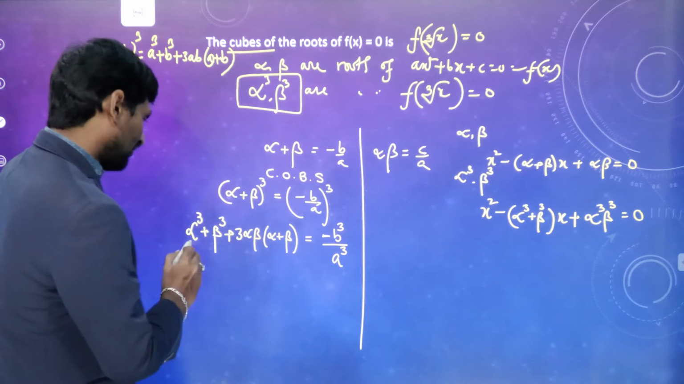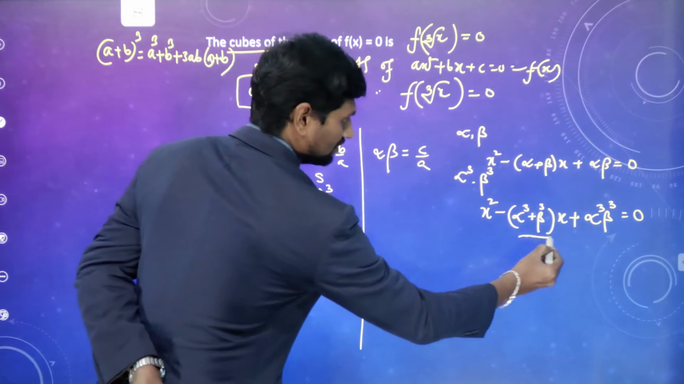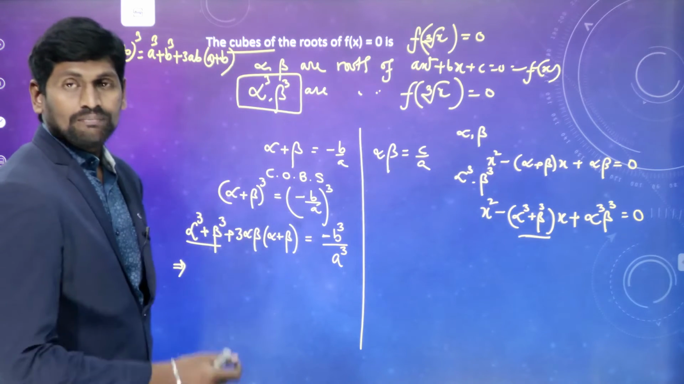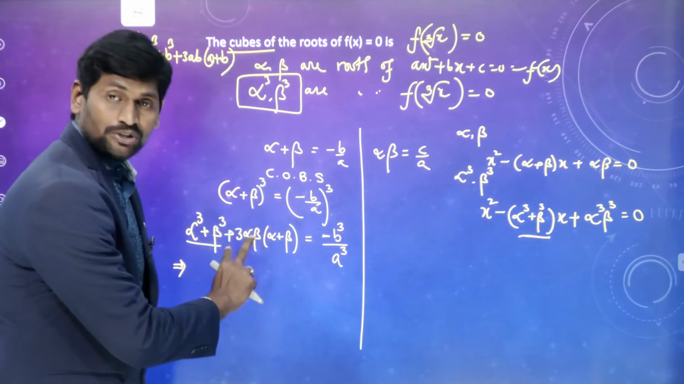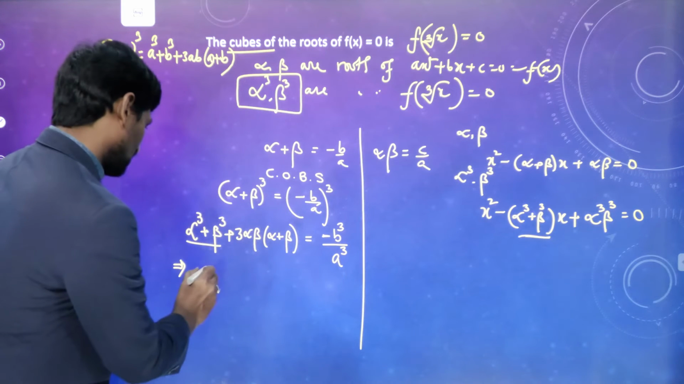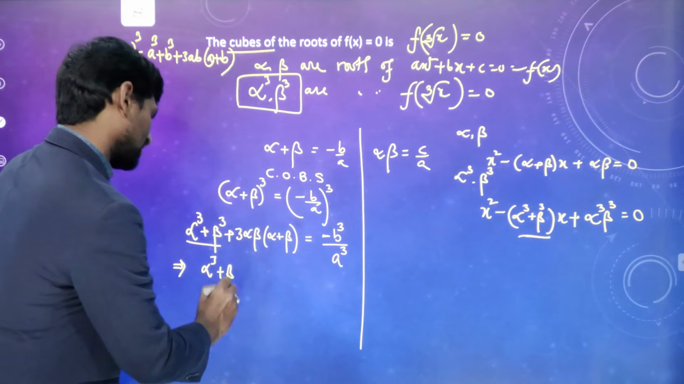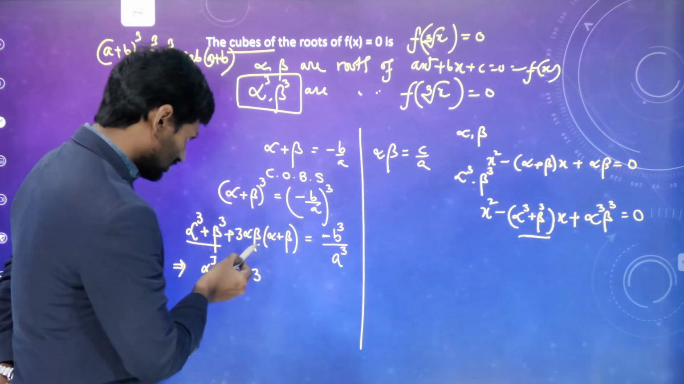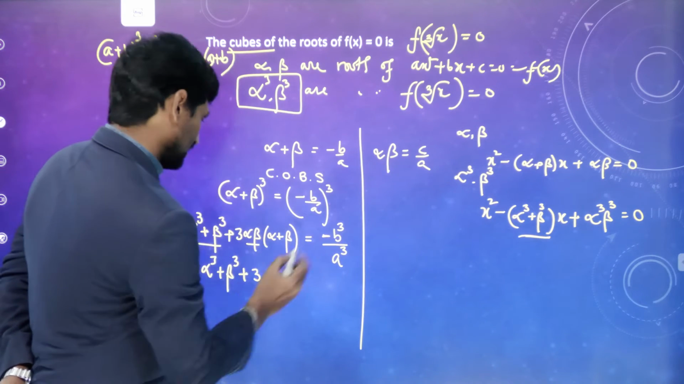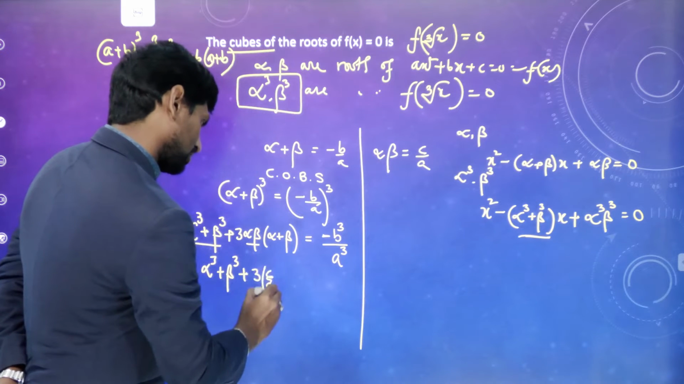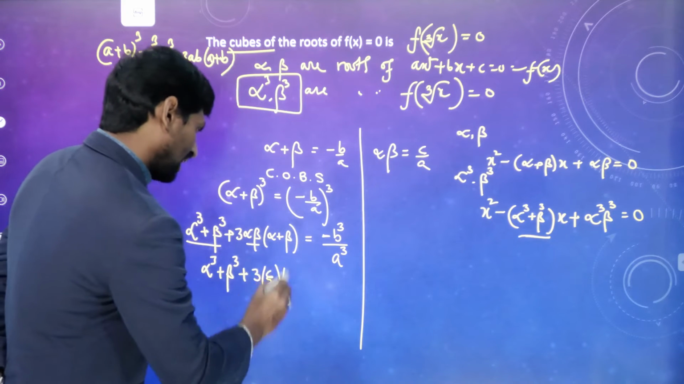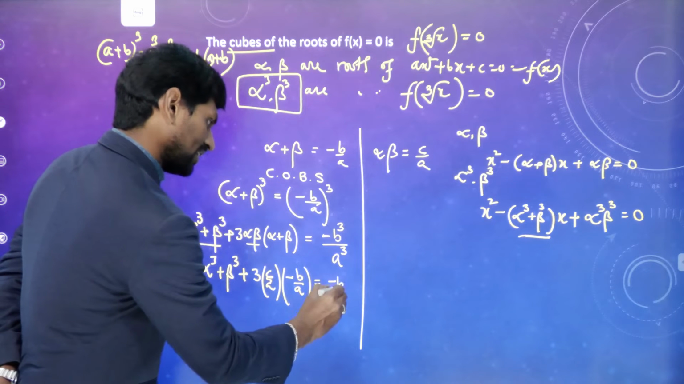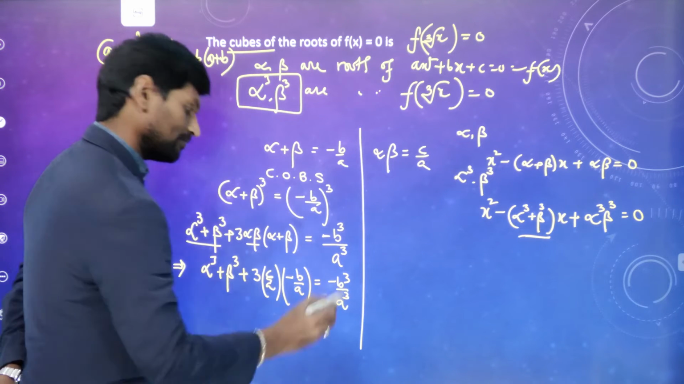We need to find the alpha cube plus beta cube value, right? This one. That means except this, the remaining terms we have to transpose. Before that I am just substituting the values, then I will transpose. Alpha cube plus beta cube as it is. This one, alpha into beta value, what? c by a. Yes, I can substitute c by a. Alpha plus beta is minus b by a. That equals minus b cube by a cube. Okay?